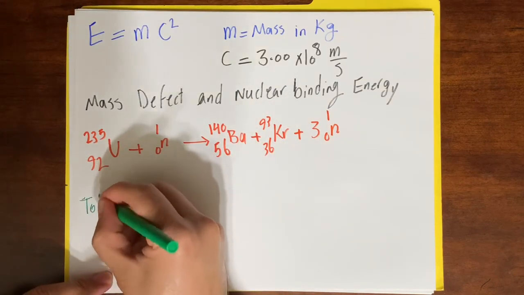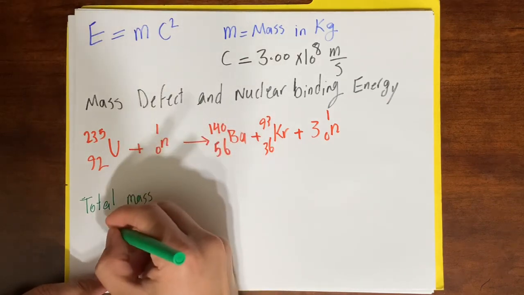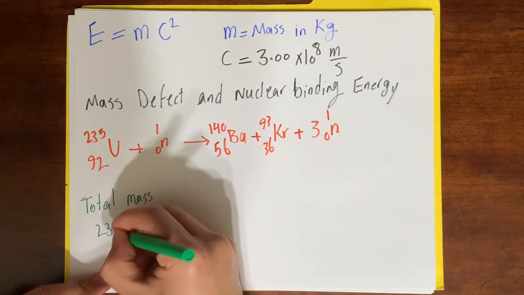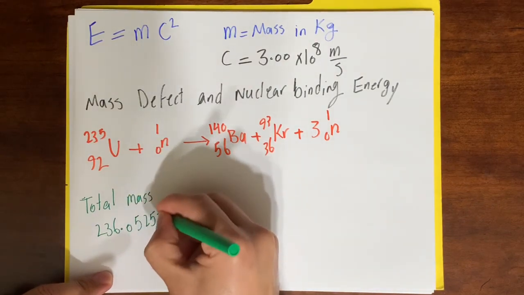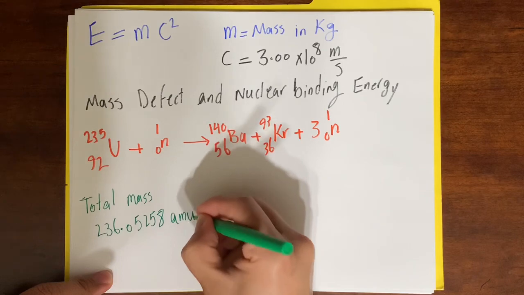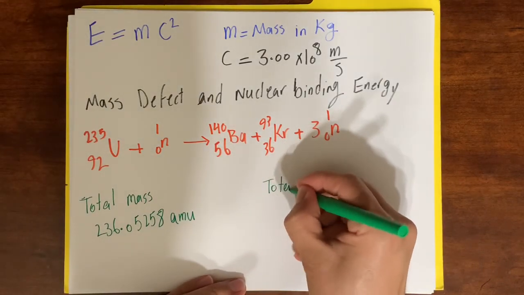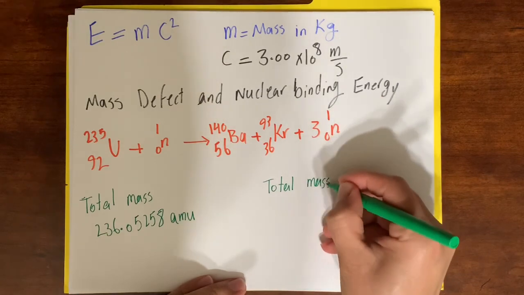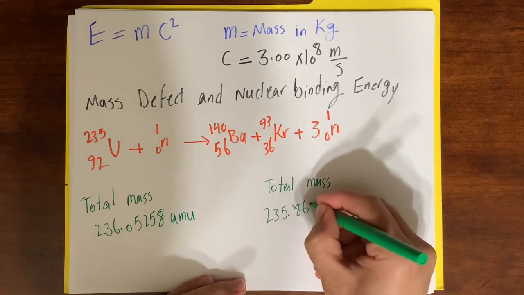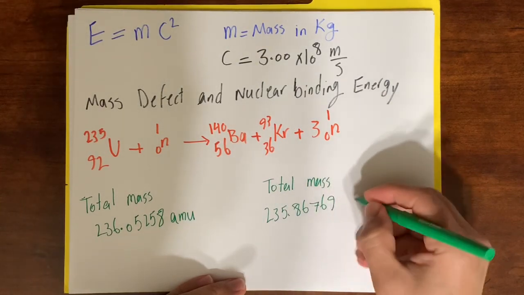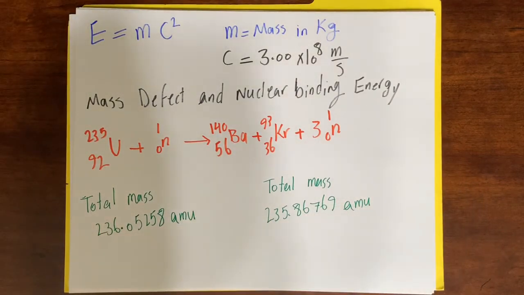is equal to 236.05258 atomic mass unit, and for the right side, total mass is equal to 235.86769 atomic mass unit. As you see, these two numbers are not equal.